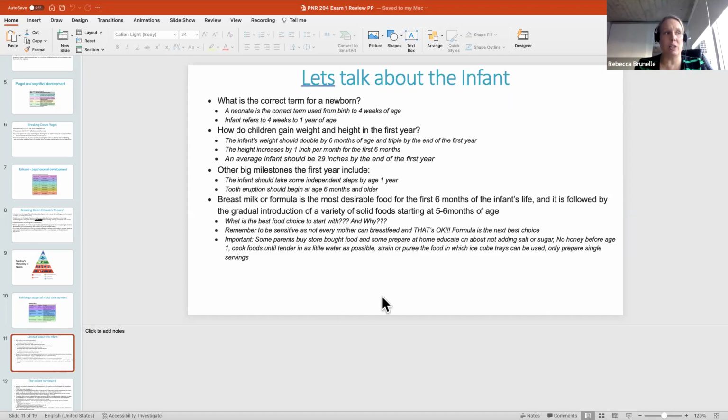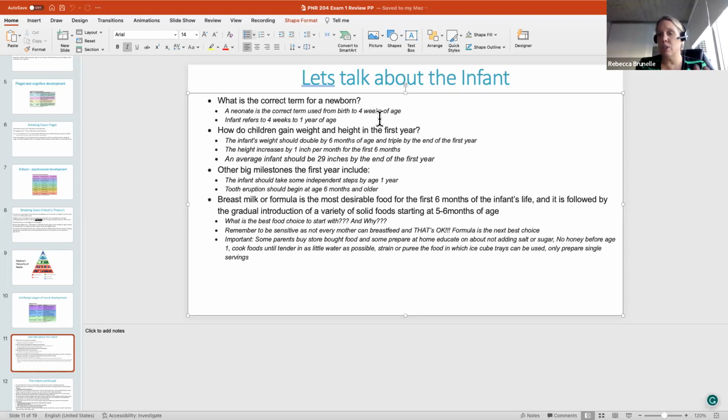So there's certain things, we did infants, toddlers, preschool, school age, adolescents. There's certain things that you should be able to pick out about each age group. So one of the things to recognize is that neonate is what we use from birth to 4 weeks. After they're a month old, then we start referring to them as an infant. So just to be able to pick that out, if you ever get a question about a neonate, you're talking about a baby that's 4 weeks old or less.